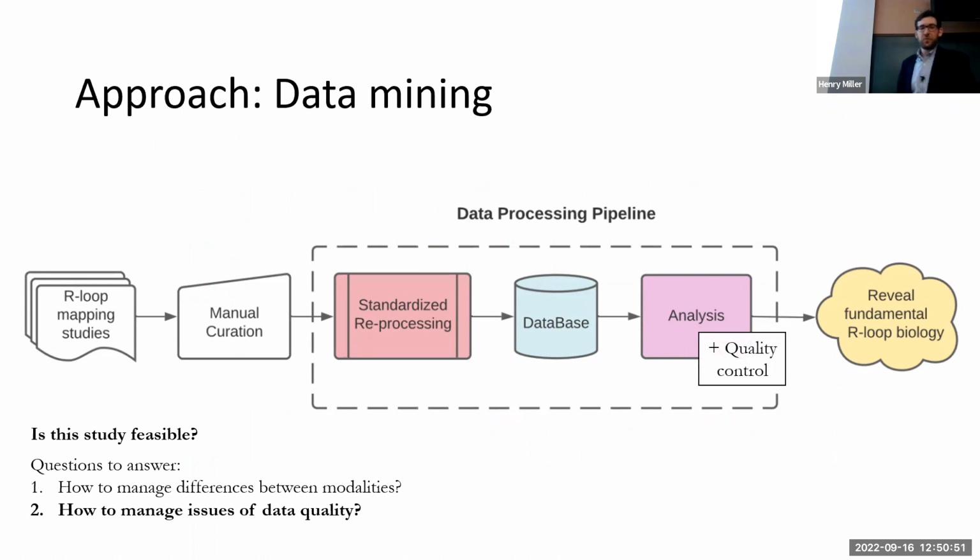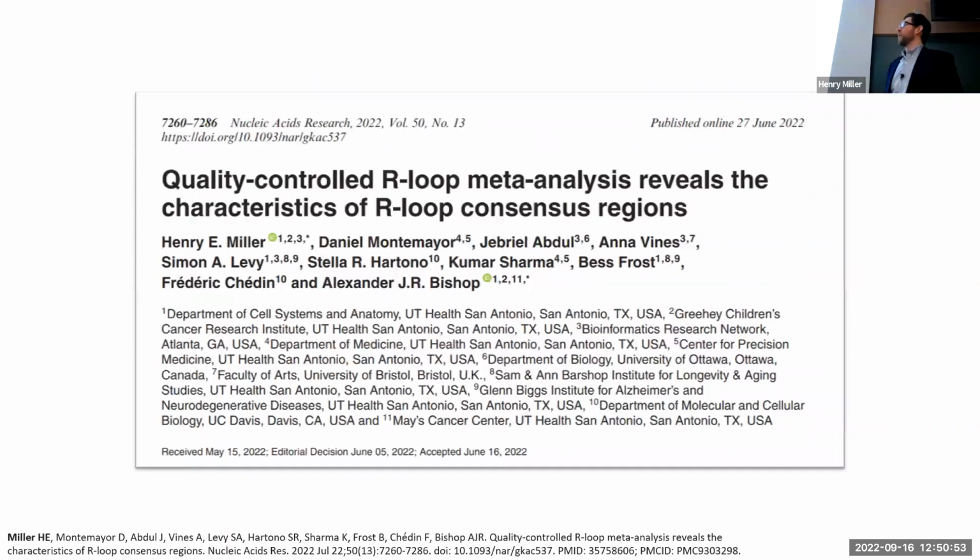And that takes us right into the main study that I want to talk about today. This was published just a couple months ago in Nucleic Acids Research. It's called Quality Controlled R Loop Meta-Analysis Reveals the Characteristics of R Loop Consensus Regions.